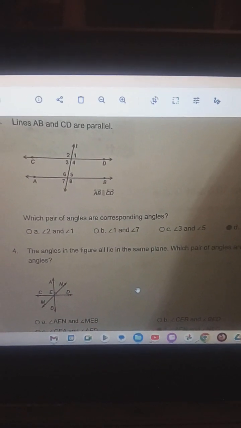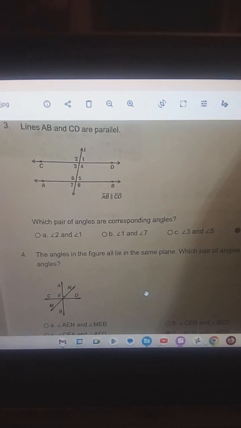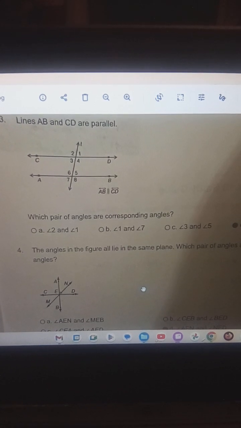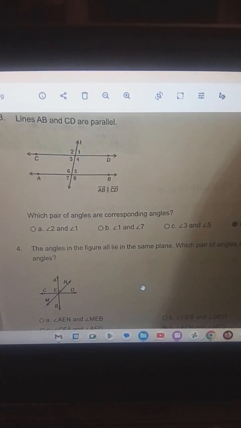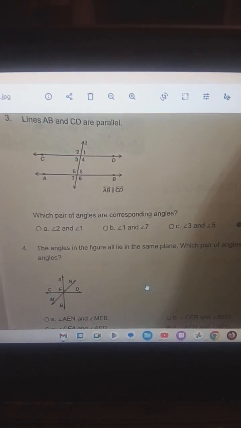Lines AB and CD are parallel. Okay, you can see that, right, on the screen? Question: which pair of angles are corresponding? Remember back in the previous lesson, we went over corresponding angles, right? Okay, let's go on the notes. Okay, you know what? Skip that.